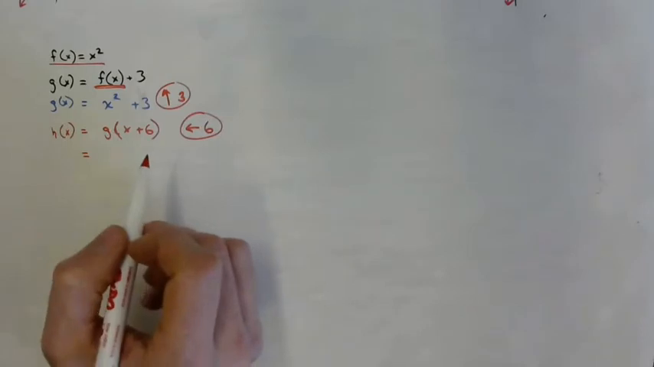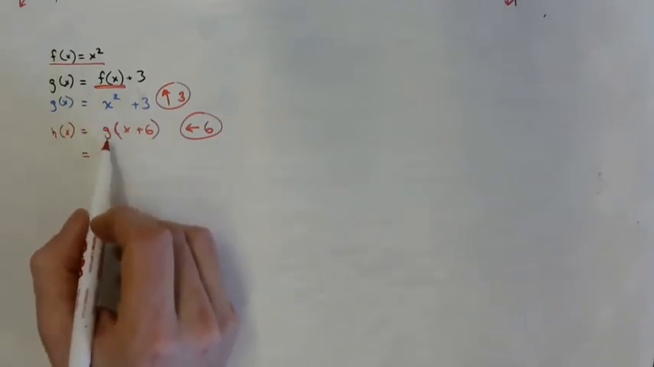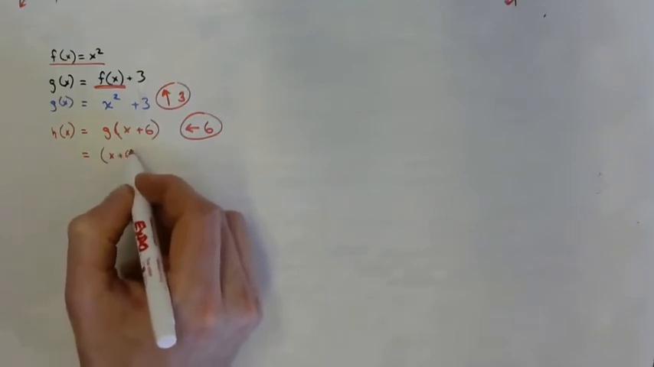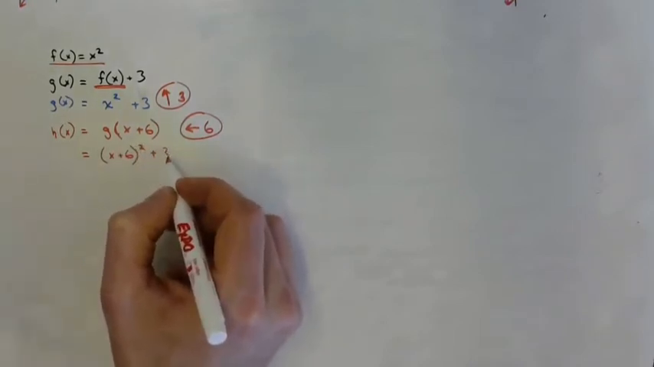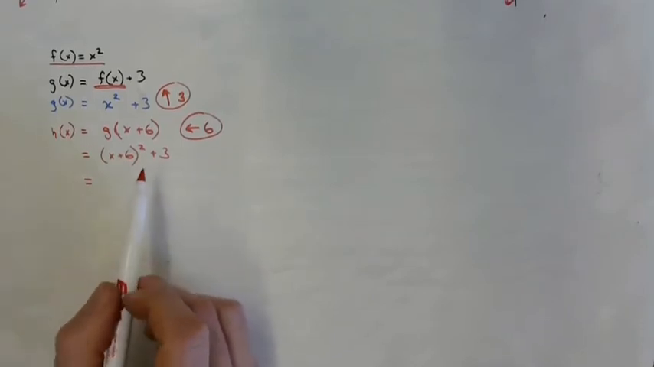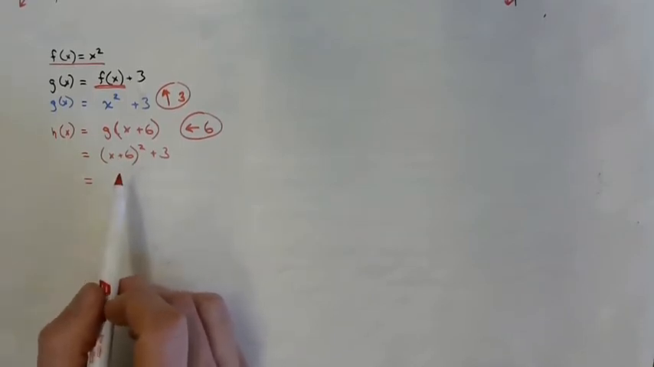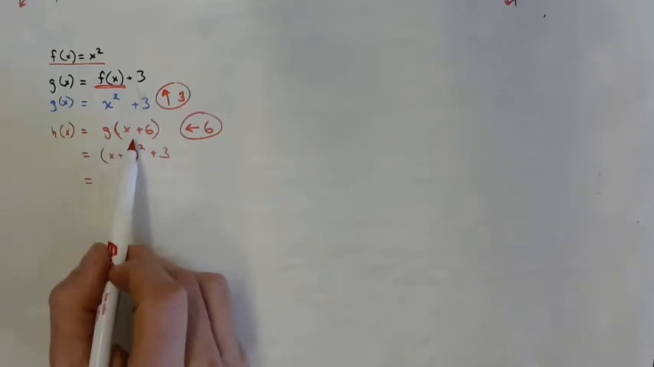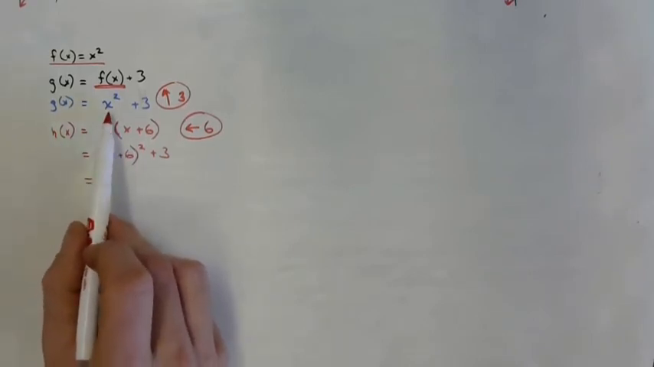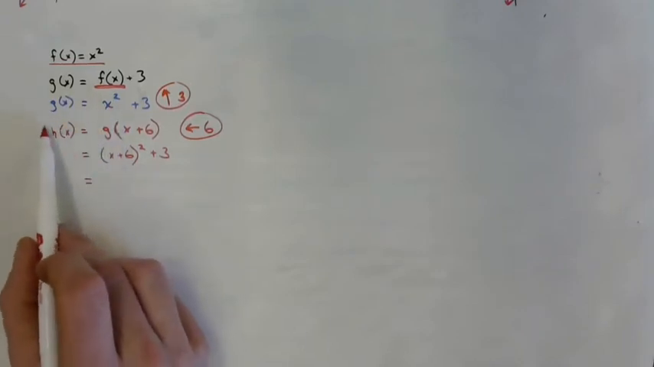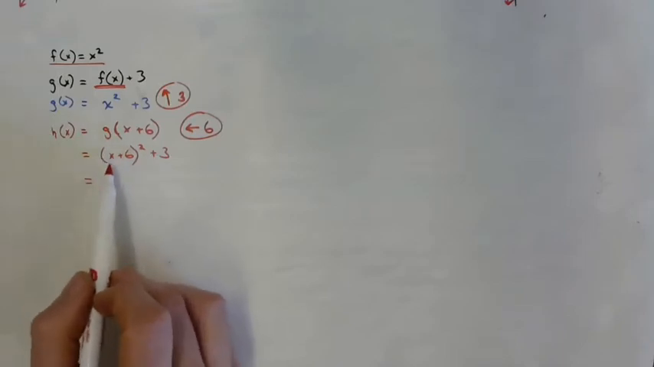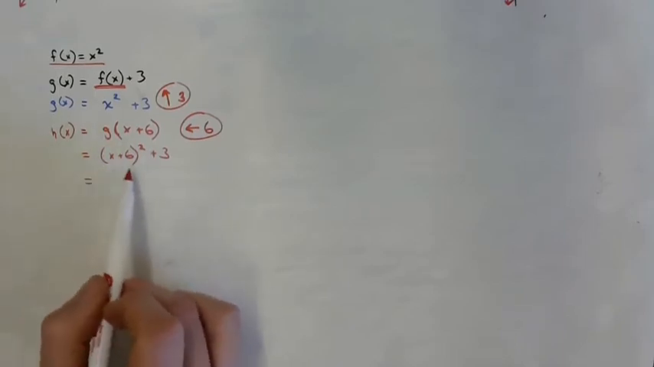Okay. So now wherever I see an x in g of x, I'm going to put x plus 6. So now I have x plus 6 in brackets squared, and I still have plus 3 out here. Can you tell what I did? We can follow that so far? All I did was, in order to create h of x, I had to put in x plus 6. So now I'm going to just expand this and add 3.